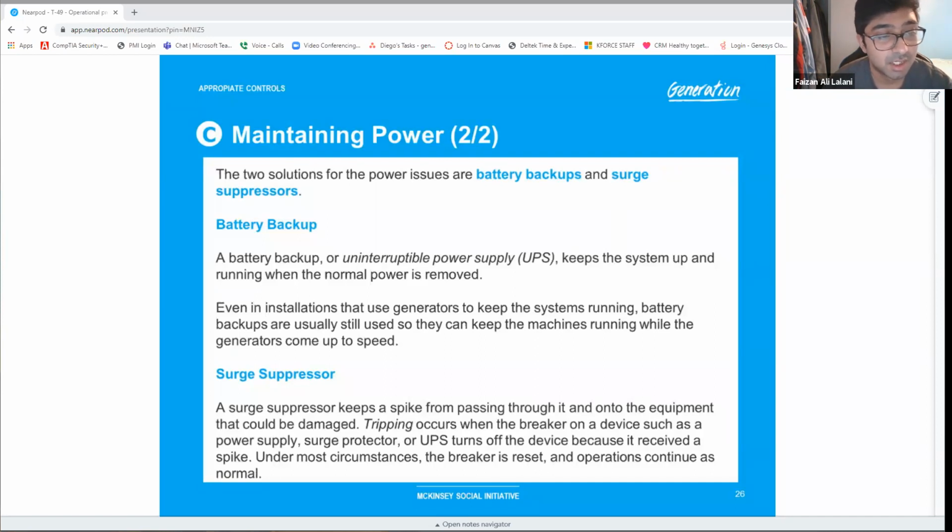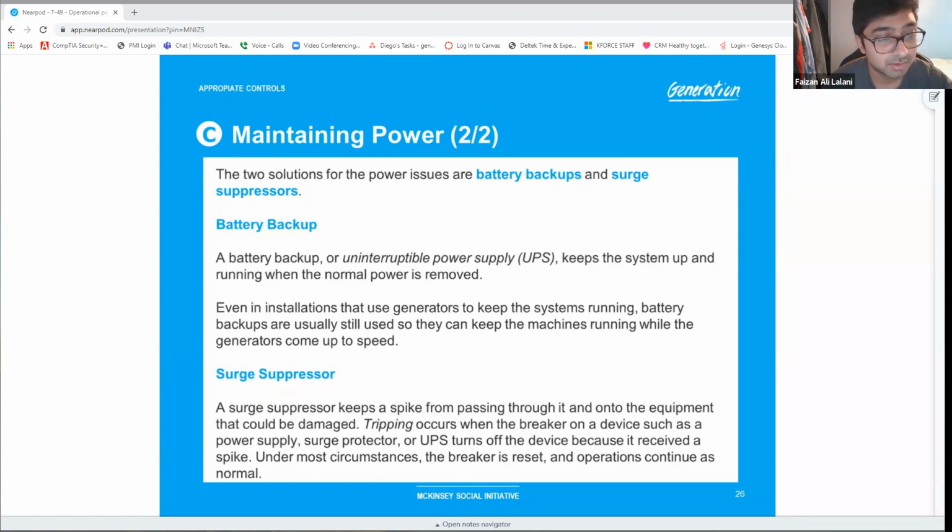Surge suppressors. A surge suppressor keeps a spike from passing through it and onto the equipment that could be damaged. Tripping occurs when the breaker on the device, such as a power supply, surge protector, or UPS, turns off the device because it received a spike.